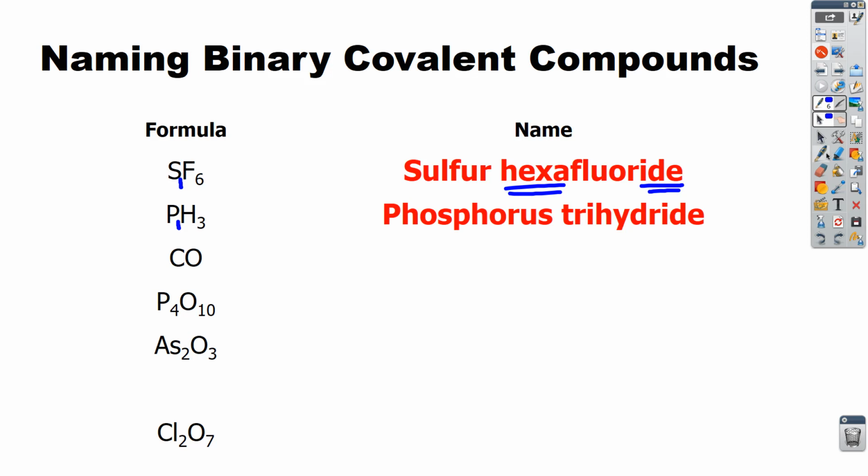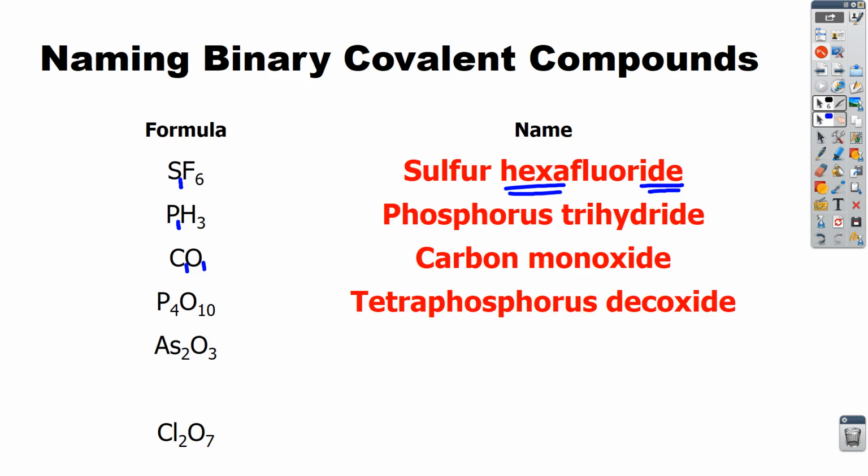CO. I have 1 carbon and 1 oxygen. So I'm going to say carbon monoxide. So remember, mono does not go in front of the first name. P4O10. The prefix for 4 is tetra. The prefix for 10 is deca. And notice here, because this is an O, I dropped the A on deca. This is tetraphosphorus decoxide.